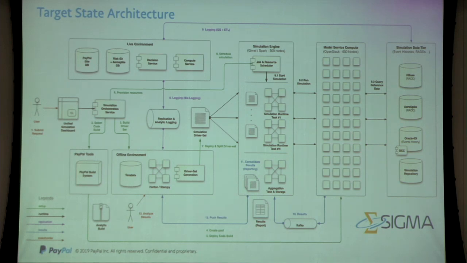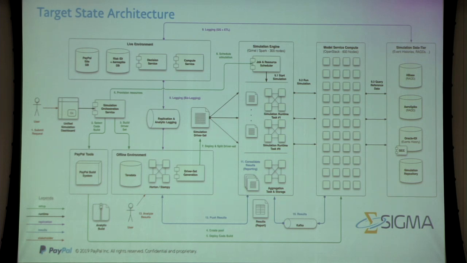But essentially, this is the accumulation of everything I've talked to up until this point. Right up at the top here, you have your live environment. It's analytic logging to our offline environment. Right? Then you get a user coming in, he'll submit a request for a simulation, right? And this is with the assumption he's already made the changes to the analytic build, right?